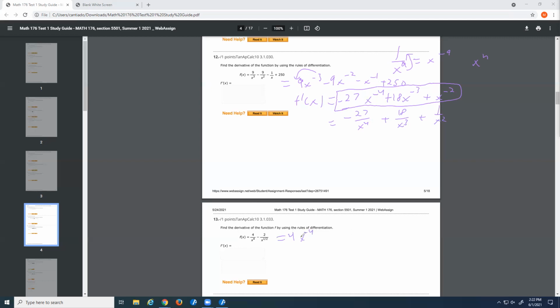So this function is equal to 4x to the minus 4 minus, and then we'll have 2x to the minus 1/2, just like this, because that property holds even for fractions. And now from here, we're just going to do the same old power rule. So bring down the minus 4 with the first one, minus 16, x to the minus 5.